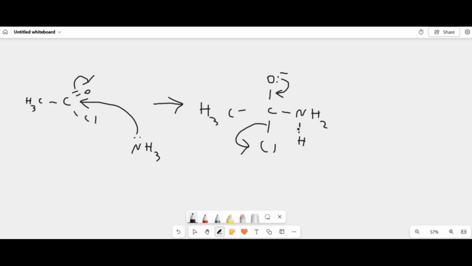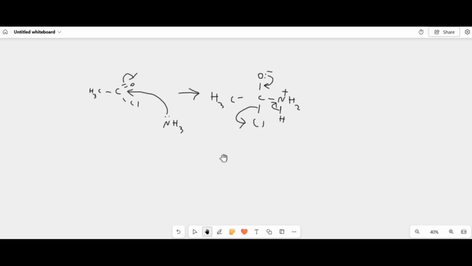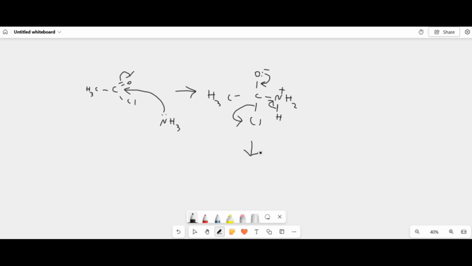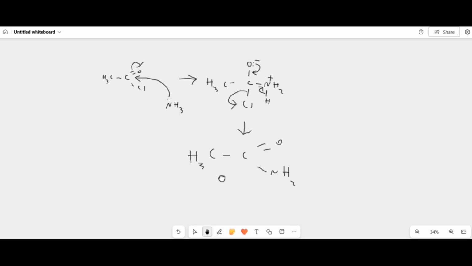As you see, the nitrogen has become N+ now because it donated the lone pair. Because that's N+, the electrons are going to move from there to there. So it's just going to do that. And now you're going to get the final product here, which is going to be H3C, CO, NH2 plus HCl.